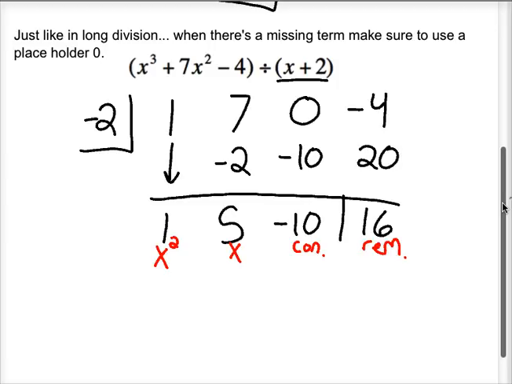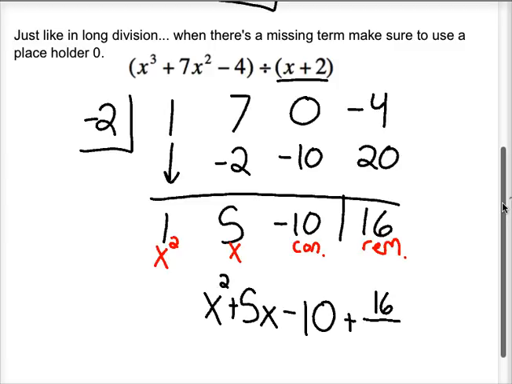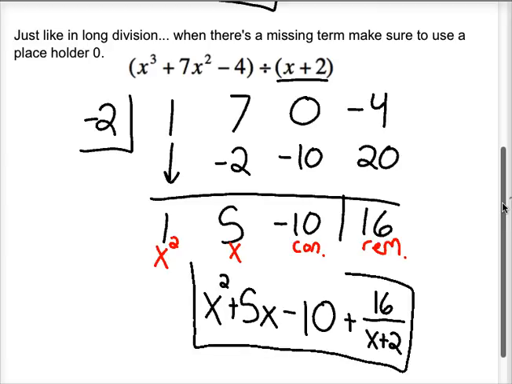So when you write this out, I have 1x squared, 5x, negative 10 is my constant, and a remainder of 16. And always remember the remainder stays as part of the fraction. So that 16 as a remainder stays with the x plus 2, and that is going to be my final answer.